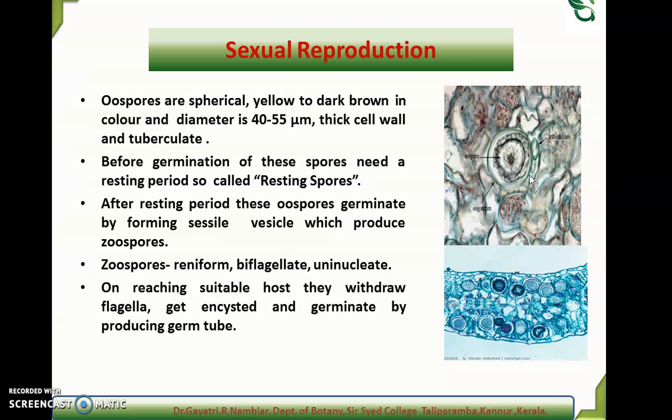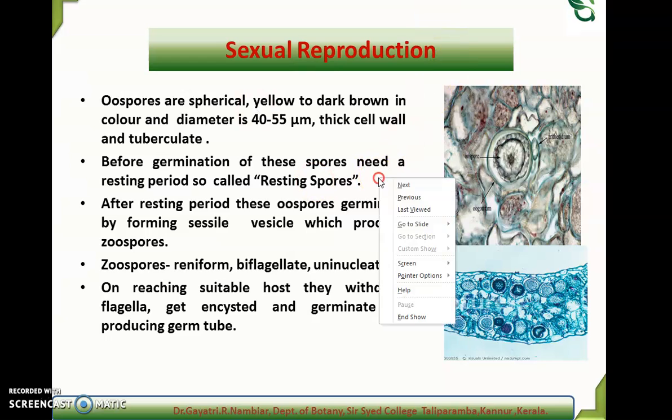Now, before germination of the spores, they need a certain resting period. So, oospore or the zygote is otherwise known as the resting spore. After the resting period, these oospores germinate by forming a sessile vesicle which produces zoospores. Now, zoospores are reniform, biflagellate and uninucleate in nature. On reaching a suitable host, they withdraw the flagella, get encysted and germinate by producing a germ tube. And this germ tube will develop into hyphae which later form the mycelium, and a new fungus is formed. So this is about the sexual reproduction.